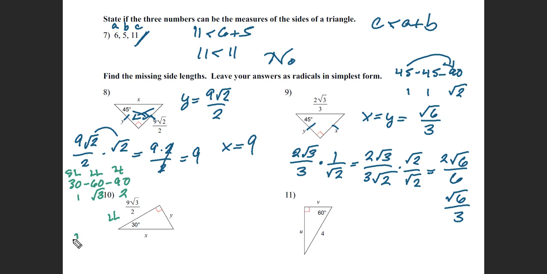So we have 9 root 3 on 2 divided by root 3. Once again, let's multiply by the reciprocal. Now when we do that, notice we have the square root of 3 in the numerator and denominator, so those cancel out. So we just have 9/2 for y.